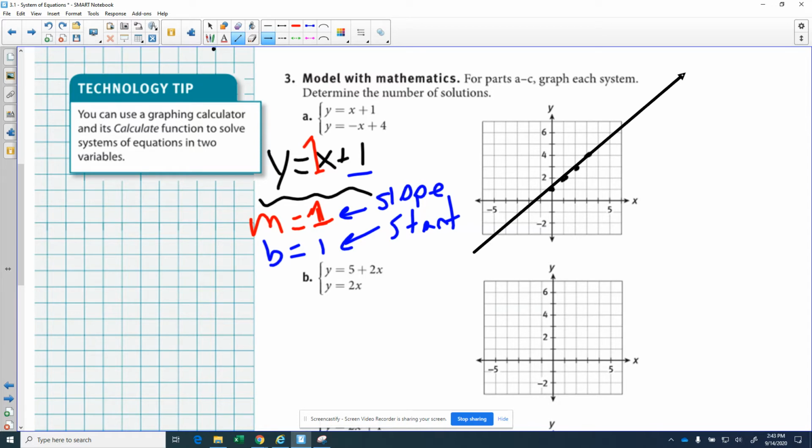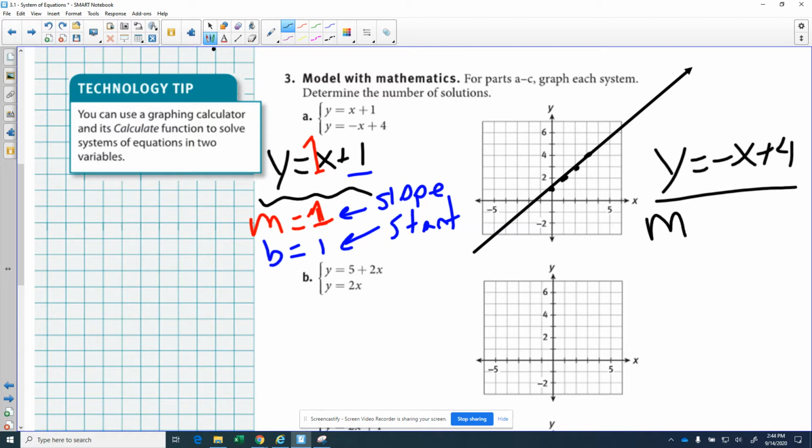And it looks like so. Okay. Well, we did it for one graph. Now we got to do it with the other graph. So now we have to do the same thing, but we have to graph out y equals negative x plus 4.